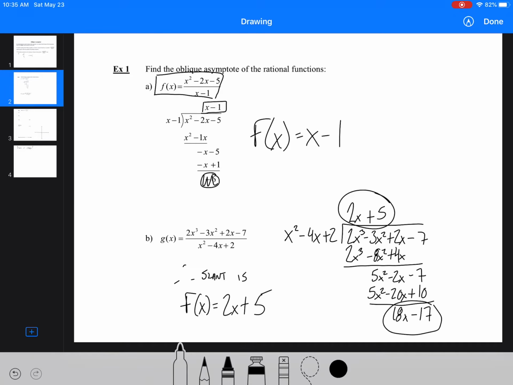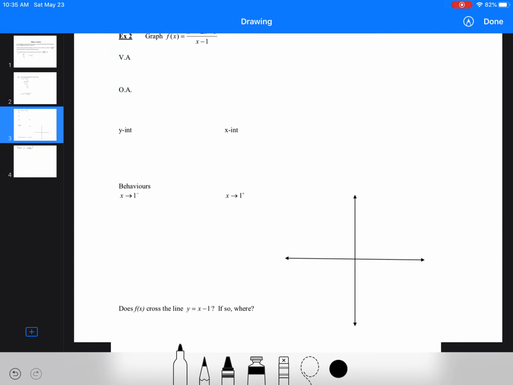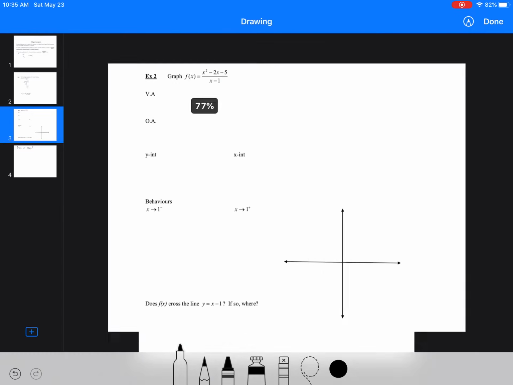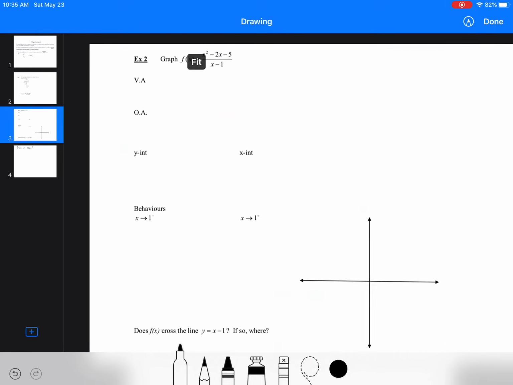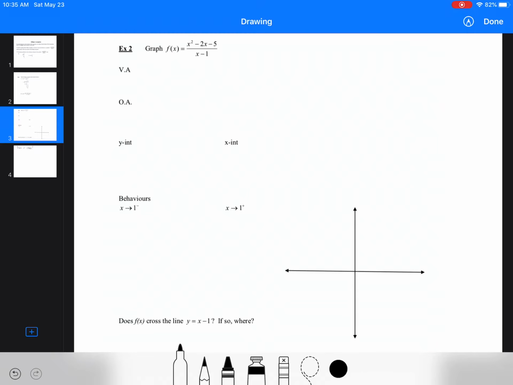Now the unique thing about a slant asymptote and actually a horizontal asymptote is that your graph, when you get higher degrees, can actually cross over it. Now I'm going to show you what I mean by that, and I'll show you an example here. This graph won't, but what we're going to actually look at is a case where it can cross over. So first, we've got x squared minus 2x minus 5 over x minus 1.